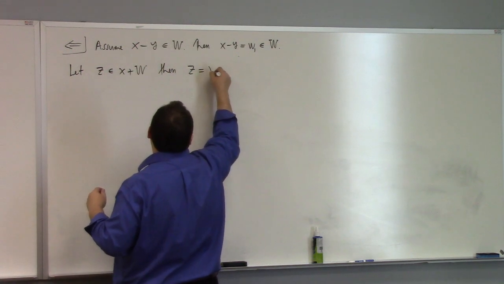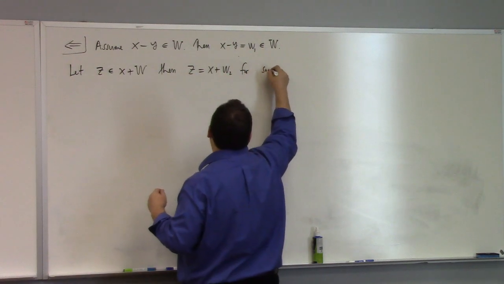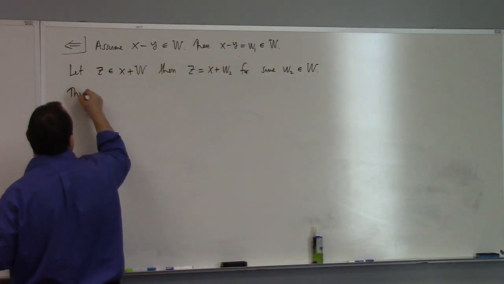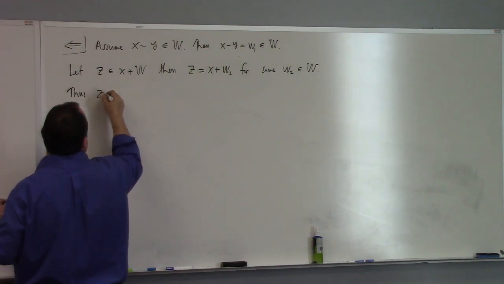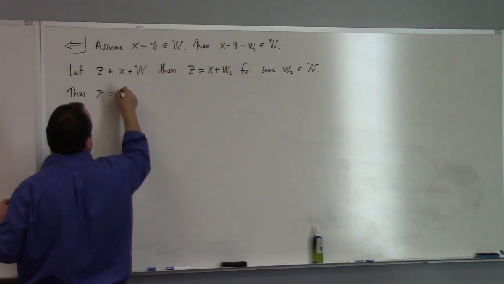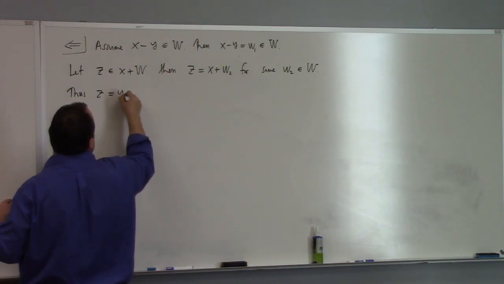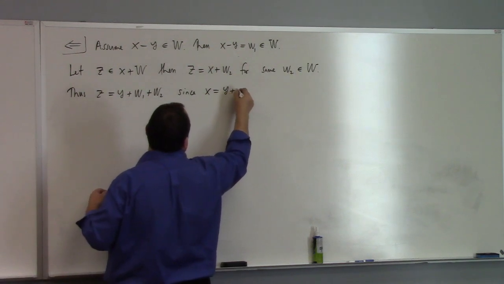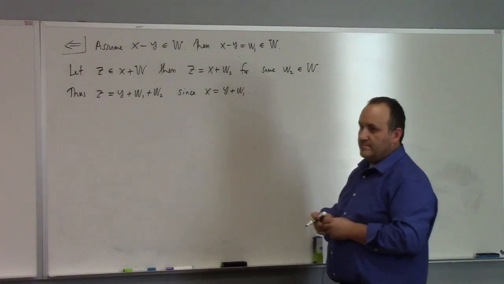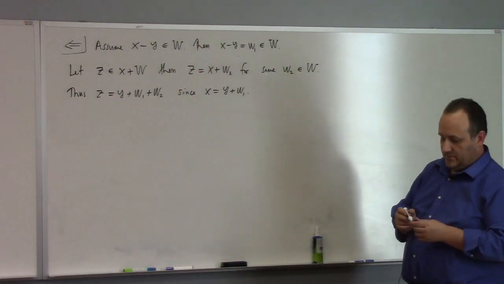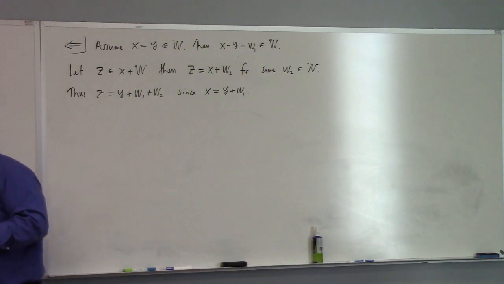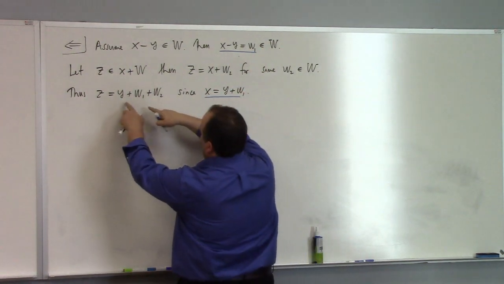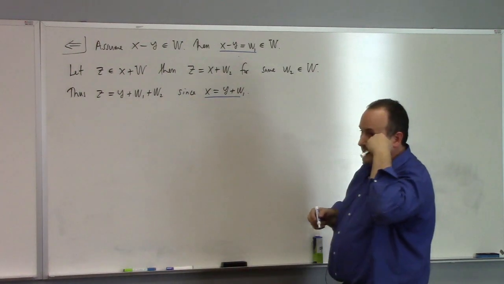Then z is equal to x plus w2 for some w2 in W, right? Thus, z is equal to y plus w1 plus w2, since x is equal to y plus w1. So what am I doing? I'm using what I've assumed, right? Here, that gives me this. And I'm swapping the x out for y plus w1.